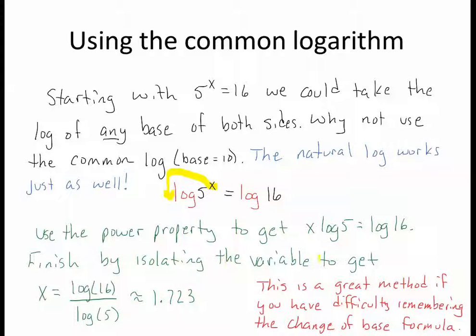Finish by isolating the variable to get x equals log of 16 divided by log of 5, once again approximately 1.723. This is a great method to use that'll work on any problem, especially if you have troubles remembering the change of base formula.